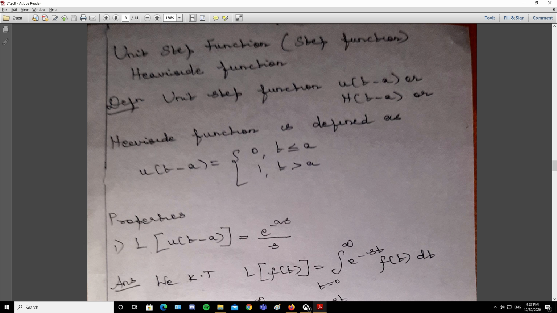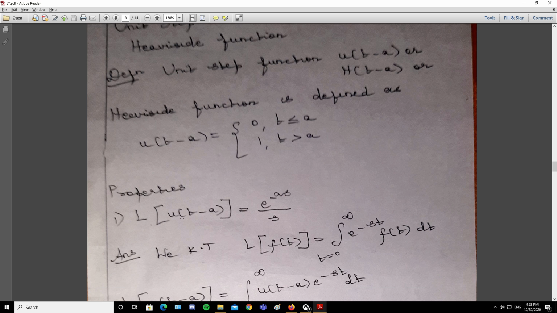So it is denoted by u of t minus a, which is equal to 0 when t is less than or equal to a, and 1 when t is greater than a. So u of t minus a is called the unit step function. The step function was introduced by Oliver Heaviside, so it is also called the Heaviside function. So you have two notations for the step function: u of t minus a and h of t minus a.